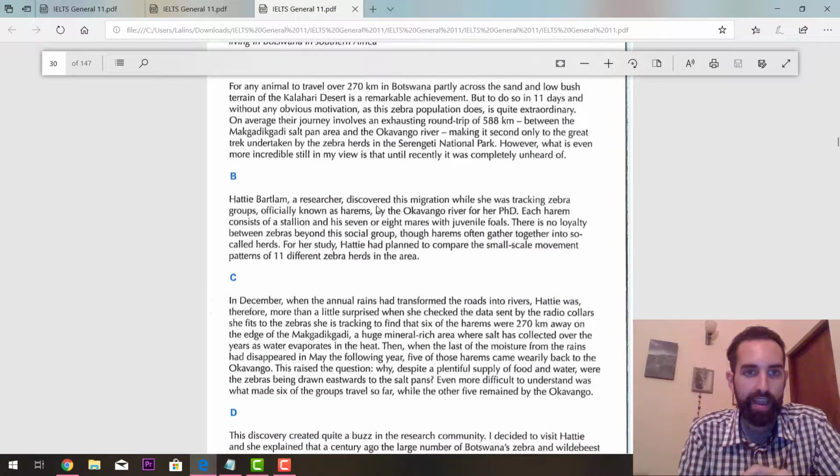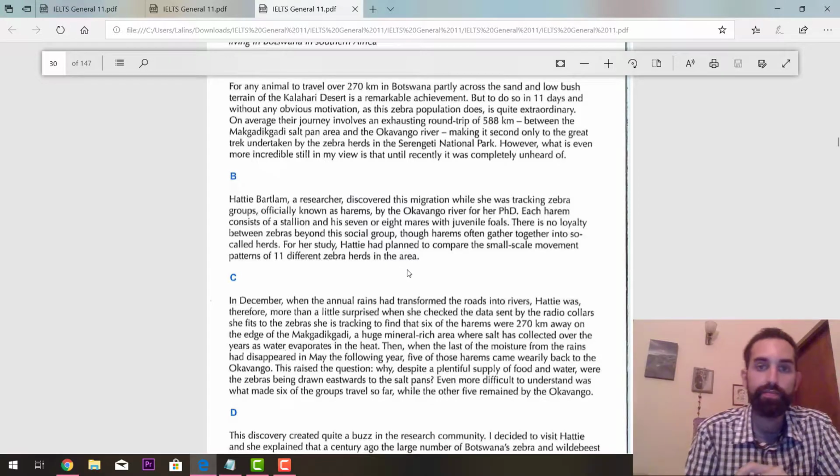Okay. Hattie Bartlam, a researcher, discovered this migration while she was tracking zebra groups, officially known as harems, by the Okavango River for her PhD. Each harem consists of a stallion and his 7 or 8 mares with juvenile foals. There is no loyalty between zebras beyond this social group, though harems often gather together into so-called herds. For her study, Hattie had planned to compare the small-scale movement patterns of 11 different zebra herds in the area.